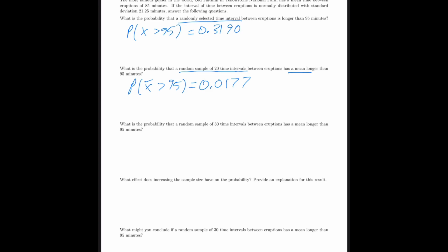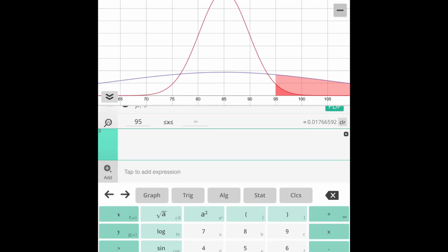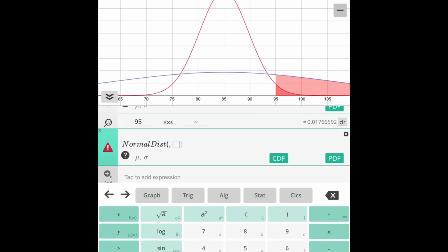And so that's 0.0177. So it's a lot less likely that you would get this unusual data value as a mean for a sample than it is to get an individual data value by itself.